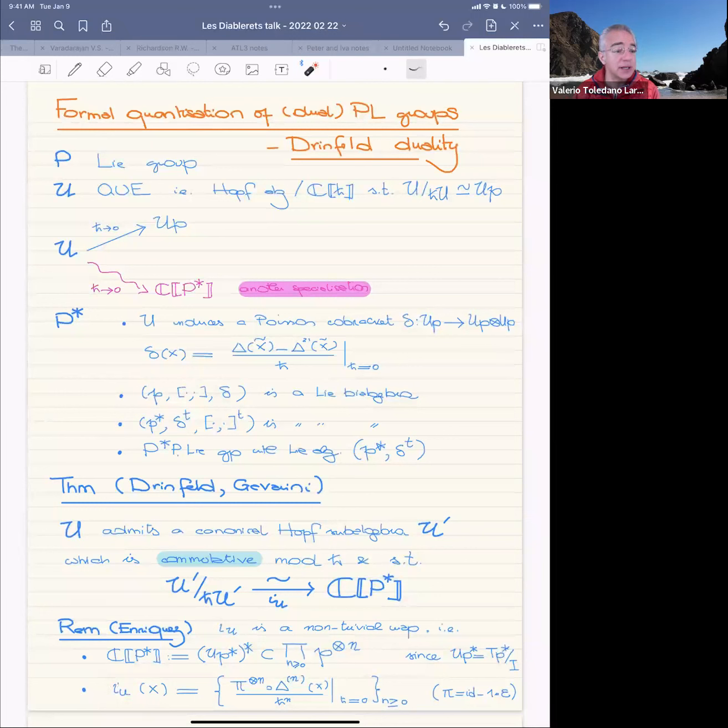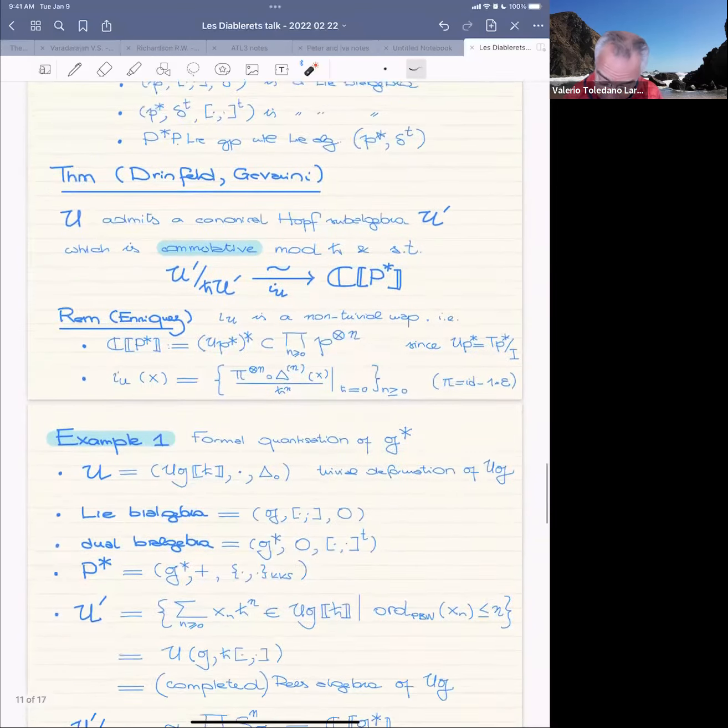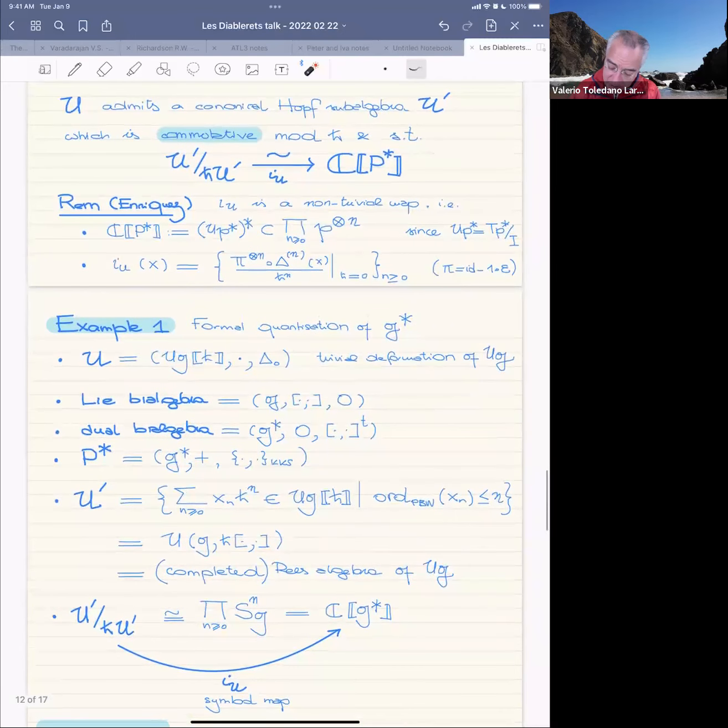So Drinfeld duality is a device to give formal quantizations of Poisson Lie groups. So let's do a first example and see how that works. I have a Poisson Lie group which is G star with its constant Poisson bracket, and I want to give a formal quantization of that. Of course, we all know one, but let's see what Drinfeld produces in this case. So you could start from the trivial deformation of the enveloping algebra. I just extend the coefficients. The product is untouched, and the coproduct is the co-commutative one.